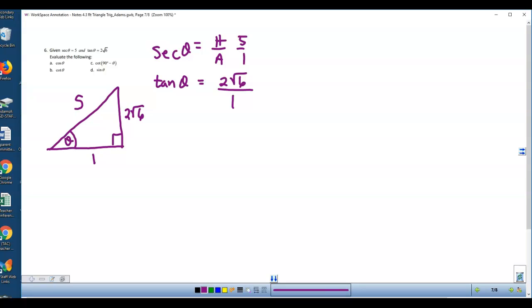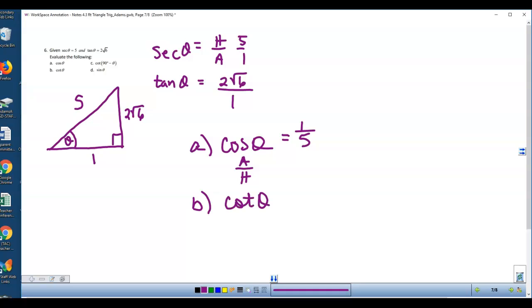I can find the problems that it's asking me to. So the first one, A, is cosine of theta. So in the triangle, remember that cosine is adjacent over hypotenuse. So in this triangle, adjacent is 1, hypotenuse is 5, so cosine of theta equals 1 over 5.